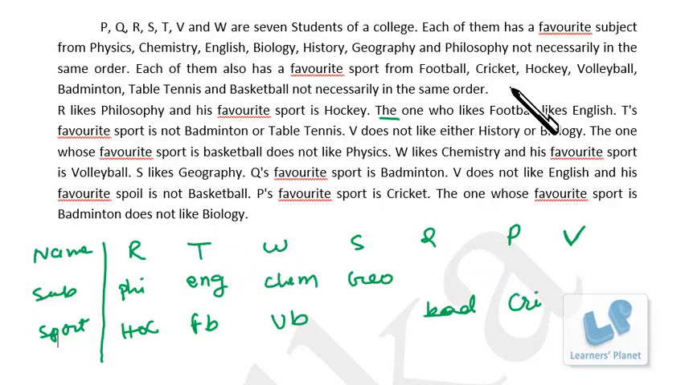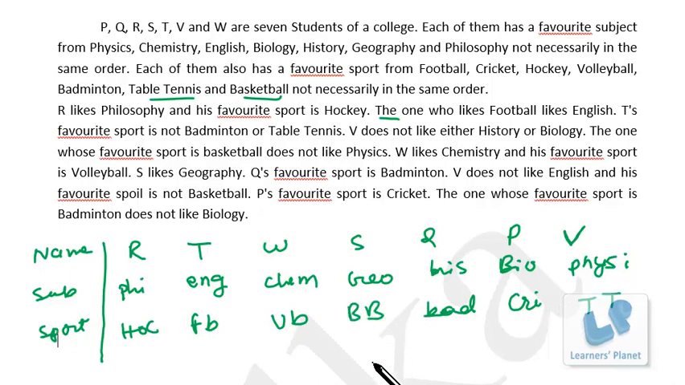Now we are left with T and basketball. Now see, V does not like English and his favorite sport is not basketball. The one whose favorite sport is badminton does not like biology, so we cannot have biology over here. Then V also does not like biology, so we can have biology over here. Then V does not like history also, so we cannot have history over here, so it should be history. Then we are left with physics, chemistry. Yeah, we're left with physics. Now V does not like basketball, so V must be table tennis and T must be basketball.